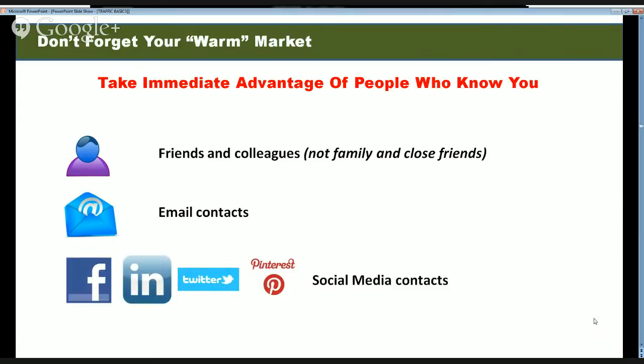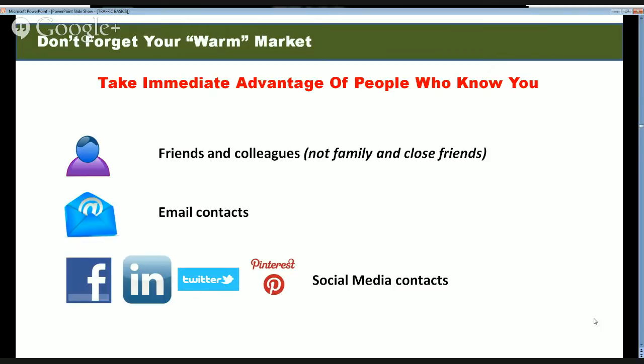And you can also take advantage of your existing social media contacts in the same way. People that recognize your name. You know, like on Facebook, when they see your name scroll down, they say, oh yeah, that's John or that's Mary. Okay, and they recognize your name and they like your posts already. Those three groups of people, your friends and colleagues, your email contacts, and your social media contacts, can be a tremendous source of traffic. And it's traffic that will pay attention to what you have to say.